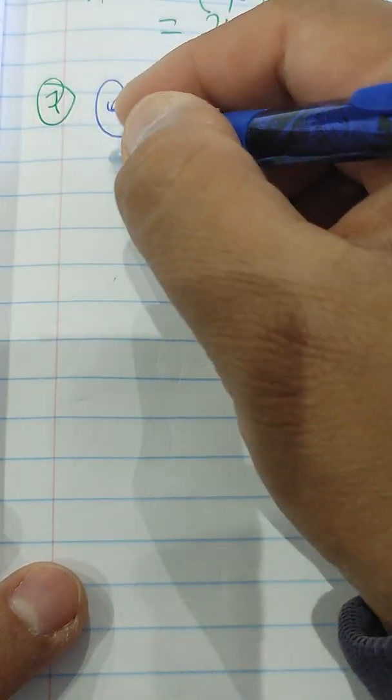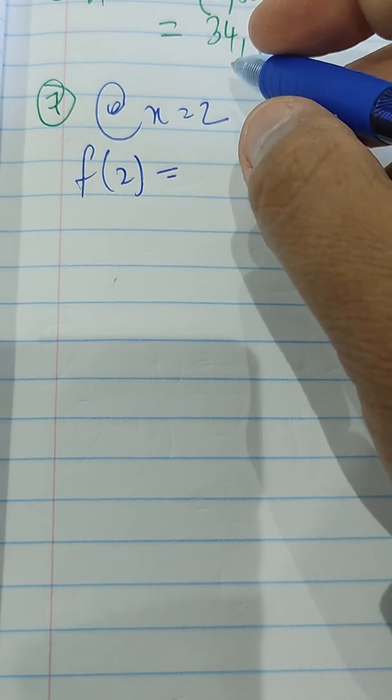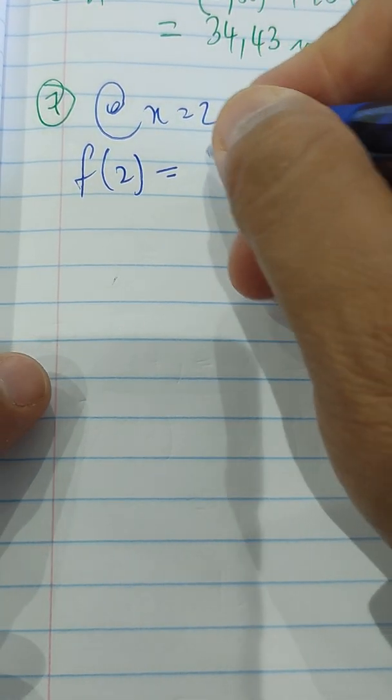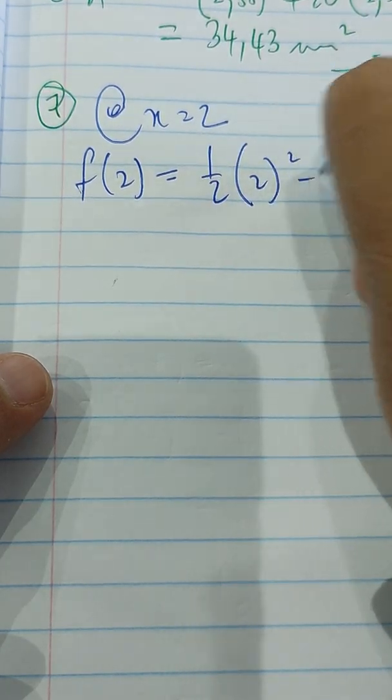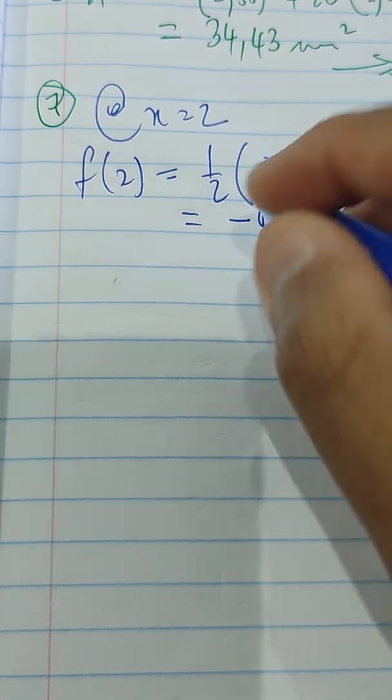So first the point of contact, I work out f of 2. F of 2 is then equal to, remember f of x is defined as a half x squared minus 8. So that's going to give you minus 6. The point of contact is 2 and minus 6.